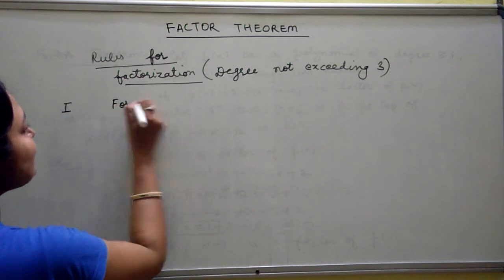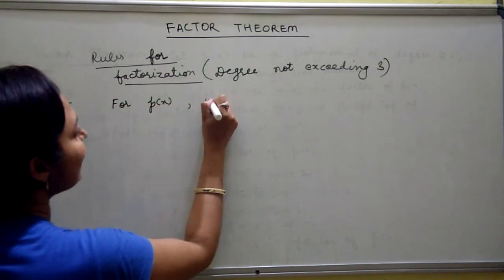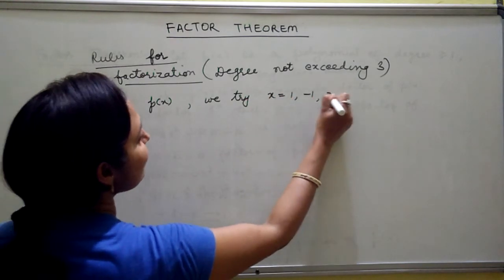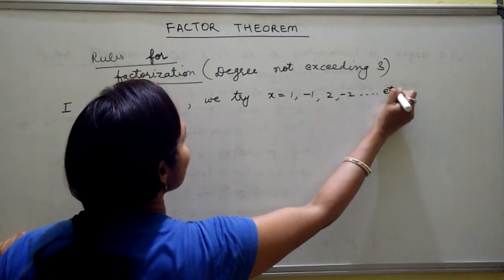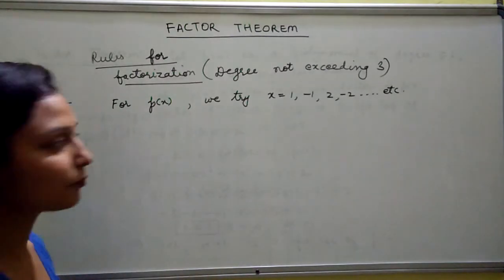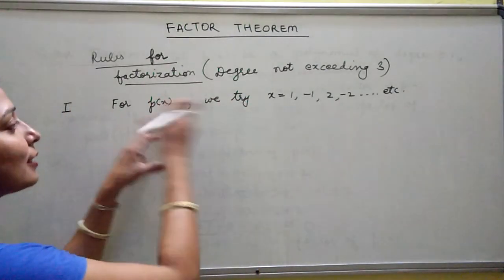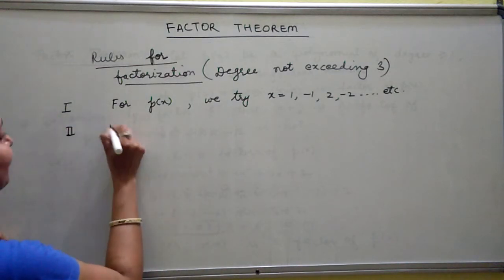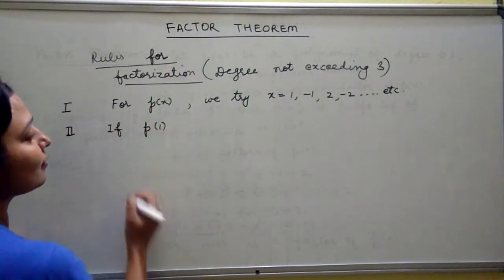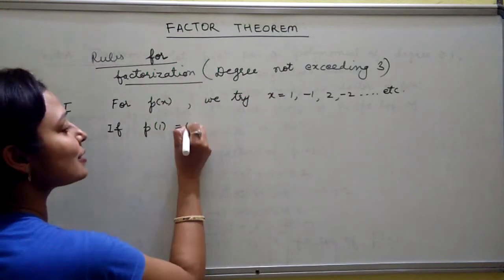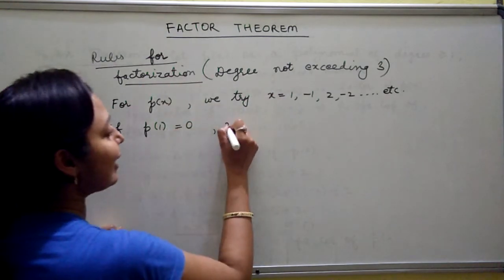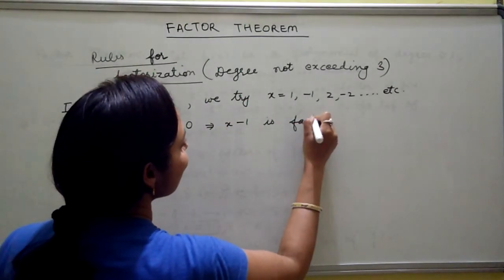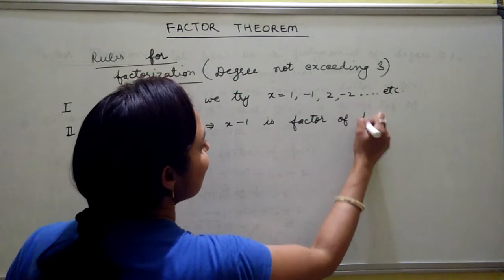For p(x), we try x equals 1, minus 1, 2, minus 2, and so on. This is a trial method. When you put these values, we try this, and so on. Second step, if p(1), after putting 1, is equal to 0, then x minus 1 is a factor of p(x).